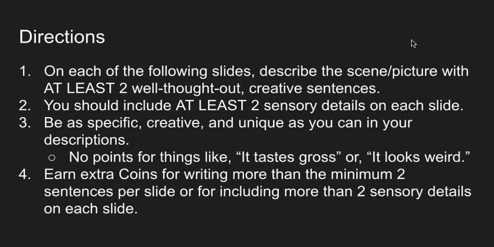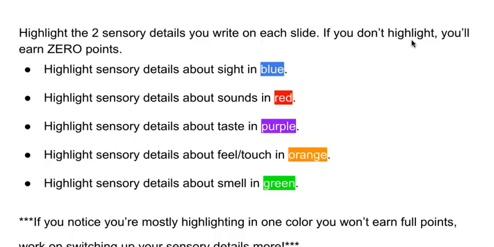Okay. I will not give you points for saying stuff like it tastes gross or it looks weird. Those aren't creative enough, so I would give 0 points for that. If you tell me why it tastes gross, or why it looks weird, then you have a sensory detail, and then I'll give you points. If you write more than how many sentences are required? 2. Or how many sensory details are required? 2. If you do more than that, then obviously I'm going to give you coins.